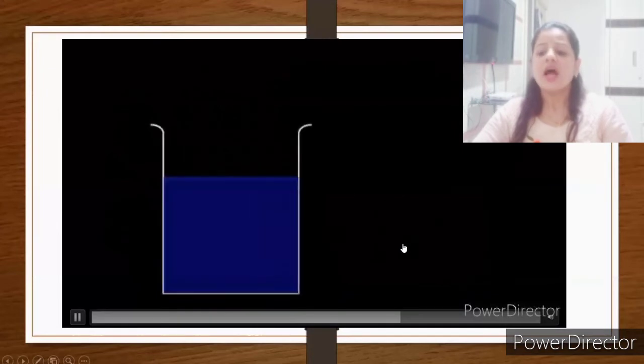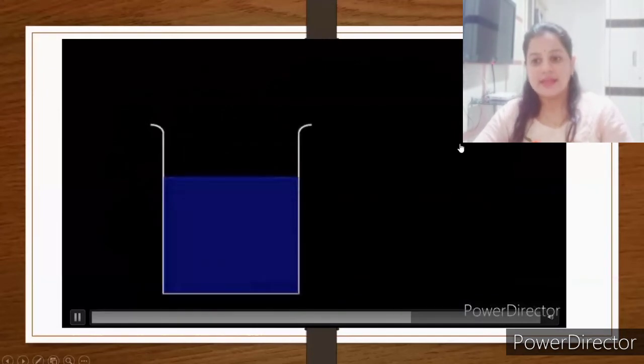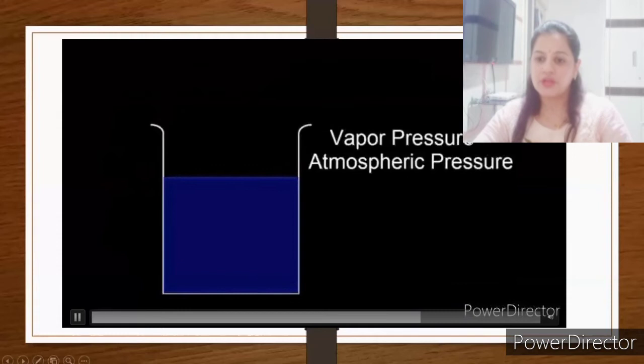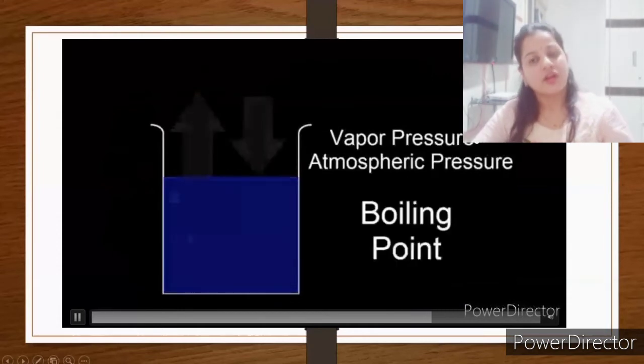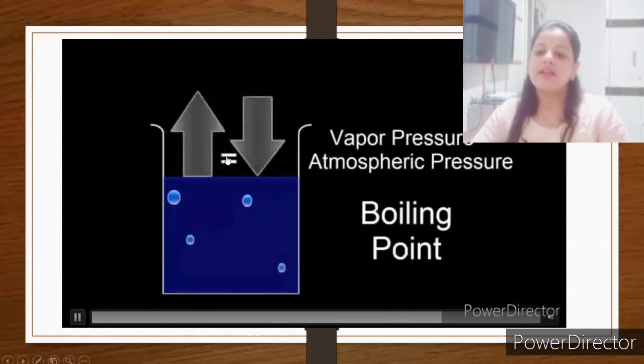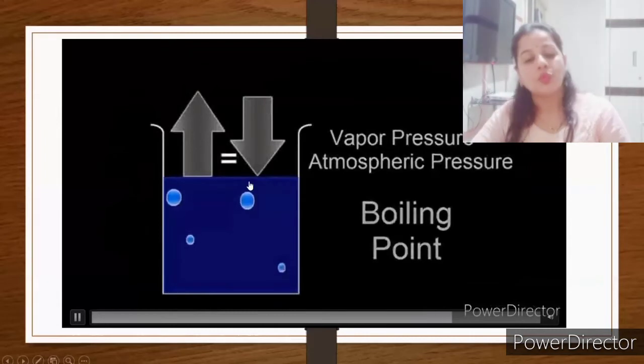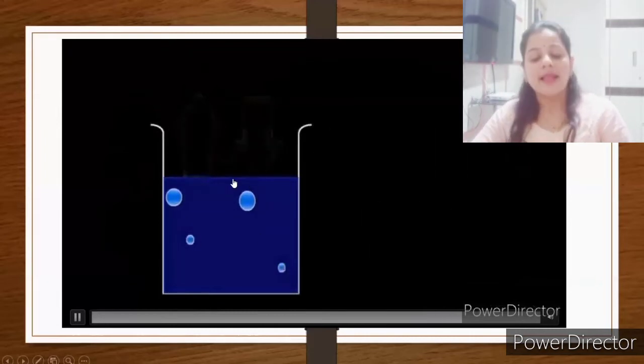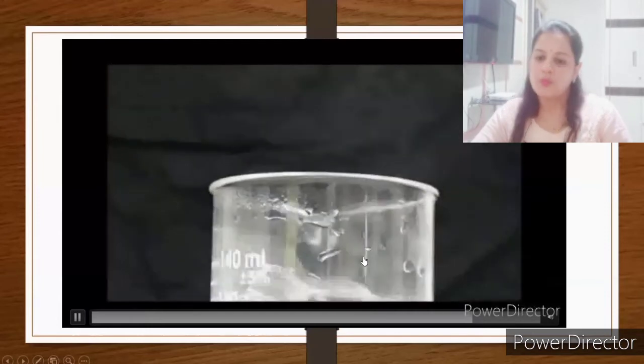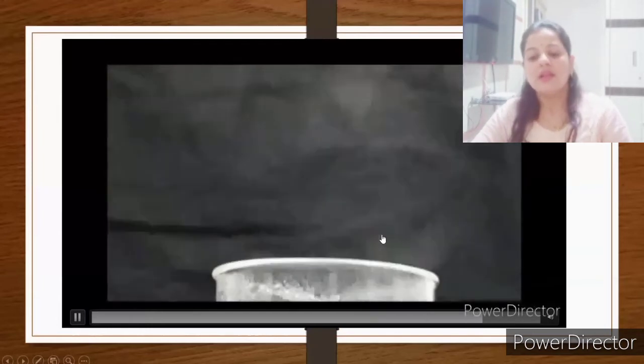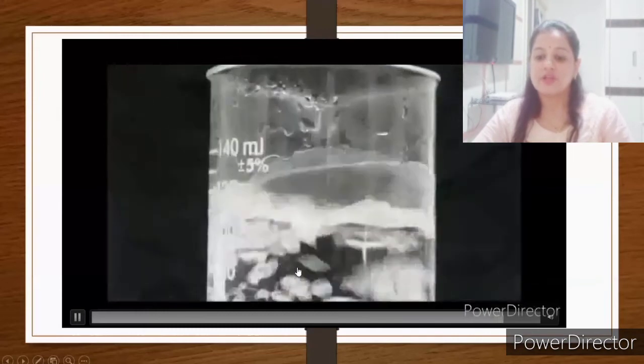So now these molecules can easily escape into the atmosphere, and the vapor pressure goes on increasing. When this vapor pressure becomes equal to the atmospheric pressure, the liquid starts to boil. You must all have seen this at your home many times, that it gives bubbles. It gives bubbles due to this increase in the kinetic energy.